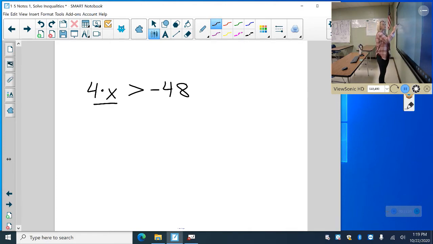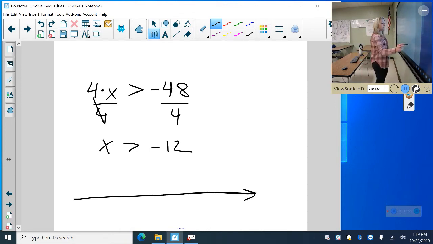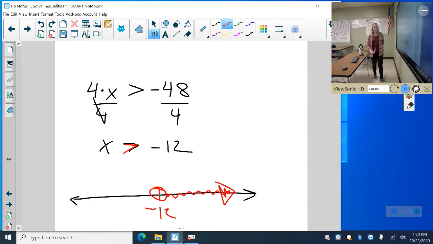So I'm going to divide both sides by 4 here. I have x is greater than negative 12. And since we divided by 4 and not negative 4, we do not switch the symbol. A lot of times people think if you get a negative answer, you have to switch the symbol. No, only if you multiply or divide both sides by a negative number. Then you switch the symbol. So when I graph this, here's my negative 12, and I have an open dot. Arrow's going this way. There's your graph.